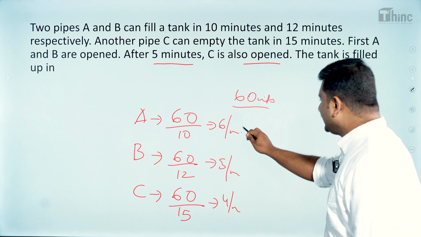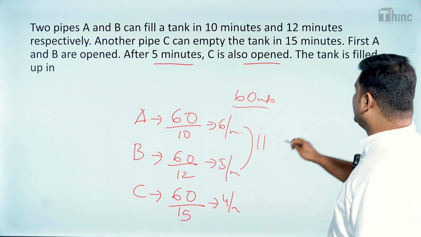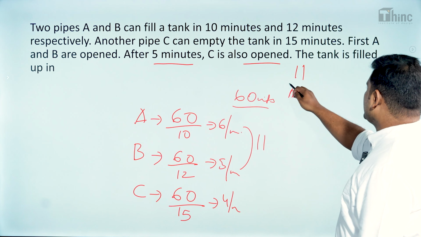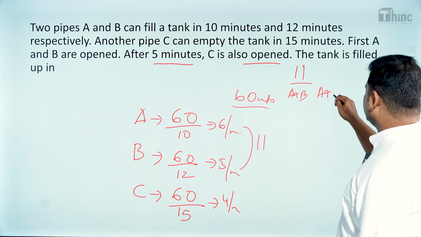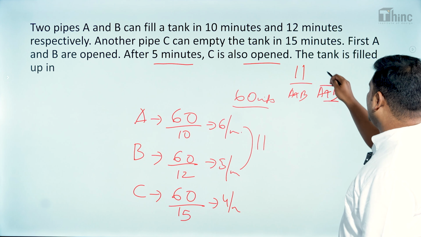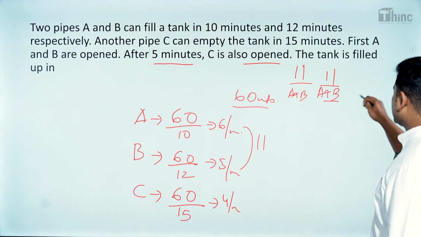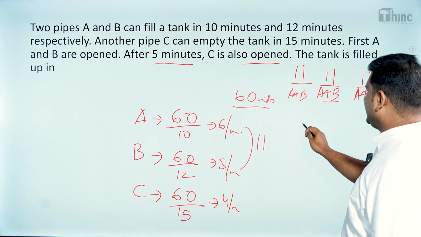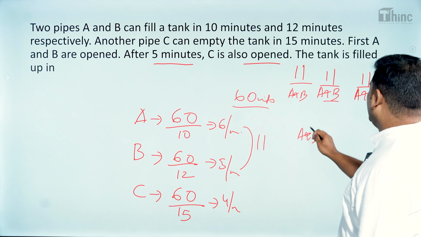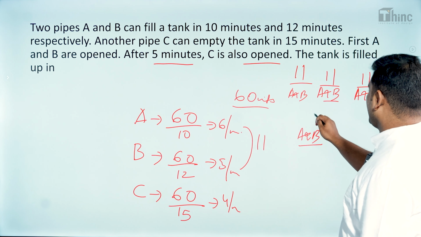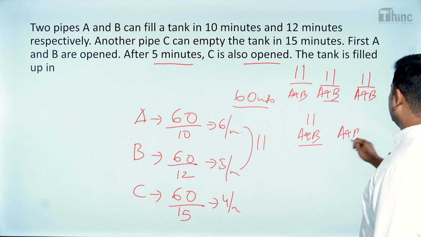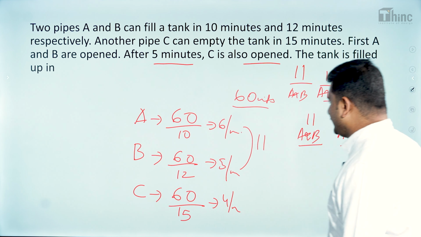So if A and B are working, they can together fill 11 units in a minute. So in the first minute, A and B are working together. In the next minute also, A and B are working together, so again 11 units will be done. In the next minute also, again 11 units is done. And in the next minute also, again 11 units is filled.